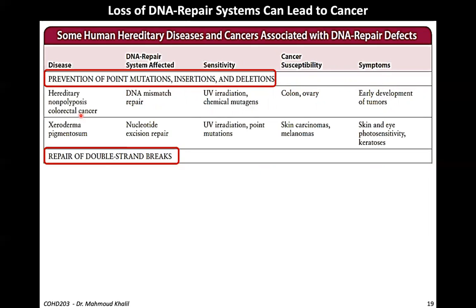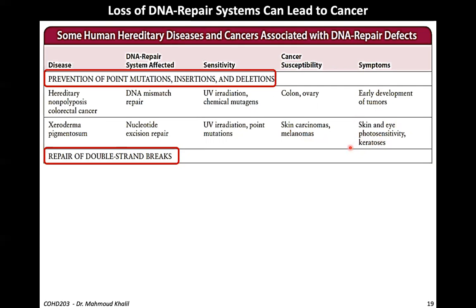The second example we have just mentioned before, the xeroderma pigmentosum. Actually, the defective system is nucleotide excision repair, and it is the result of UV irradiation or a point mutation. It affects the skin, leading to skin carcinomas and melanomas. The main symptoms are skin and eye photosensitivity and keratosis.